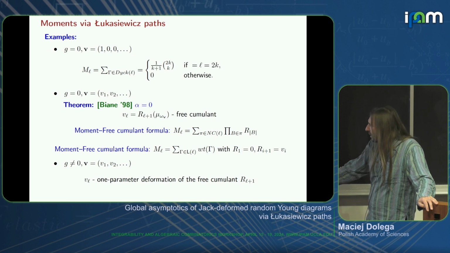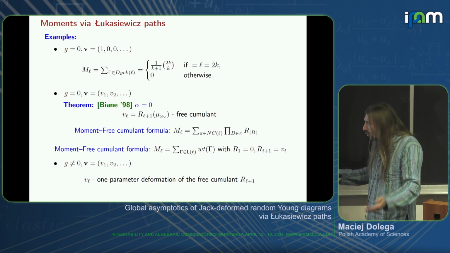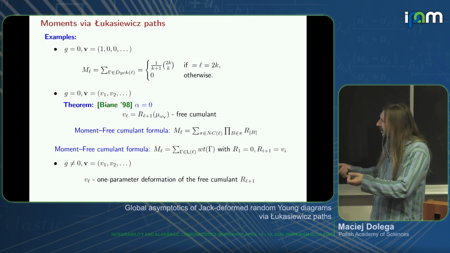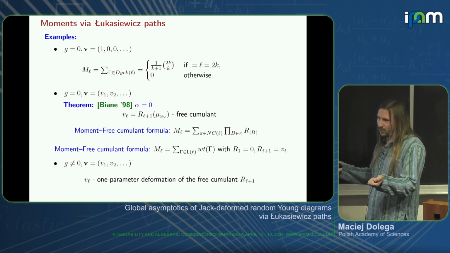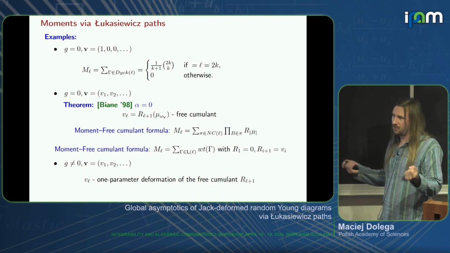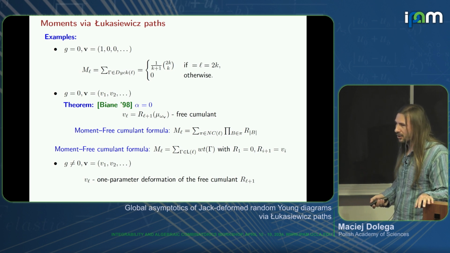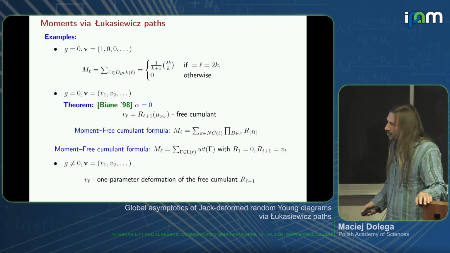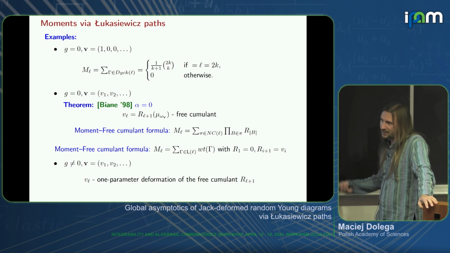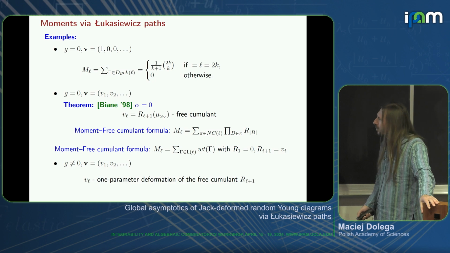And V_L is some new one-parameter deformation of the free cumulant, because we can see that V_L, if G is equal to 0, is precisely a free cumulant, but if G is non-zero, it's some G deformation of free cumulant. So you can also ask all sorts of your favorite probabilistic questions about these new cumulants that we are planning to explore in the future.